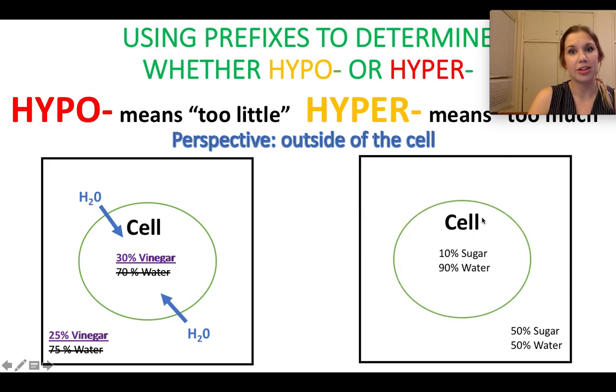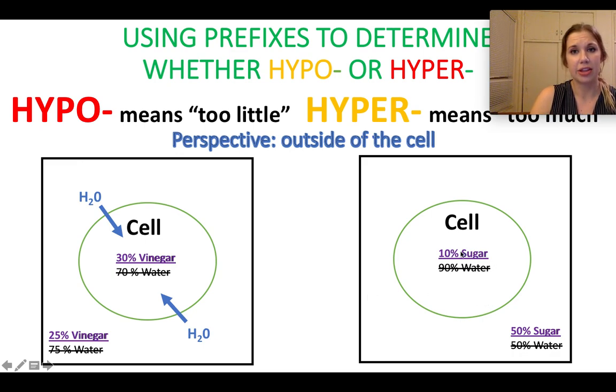And the same thing is true on the other hand. If we're talking about another cell in another solution, a cell where it's 10% sugar, 90% water, and on the outside in that interstitial space, it is 50% sugar and 50% water. Again, the first thing I'm going to do is, I hate looking at the water. Don't let that enter your brain. Focus on the solute concentration.